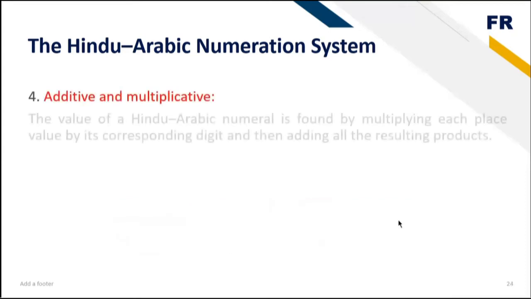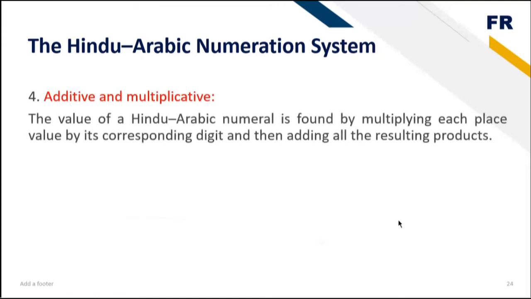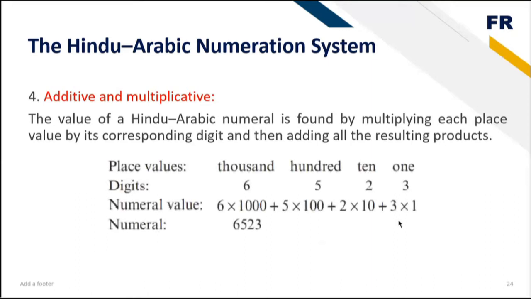Next, the additive and multiplicative. The value of a Hindu-Arabic numeral is found by multiplying each place value by its corresponding digit and then adding all the resulting products. Okay, so tingnan natin. So yung place value natin, thousands, hundreds, tens, and ones. So yung digits ay 6 for the thousands, 5 for the hundreds, 2 for the tens, and 3 for the ones. So in numeral value, we have 6 times 1,000 plus 5 times 100 plus 2 times 10 plus 3 times 1. So in numeral, we have 6,523.